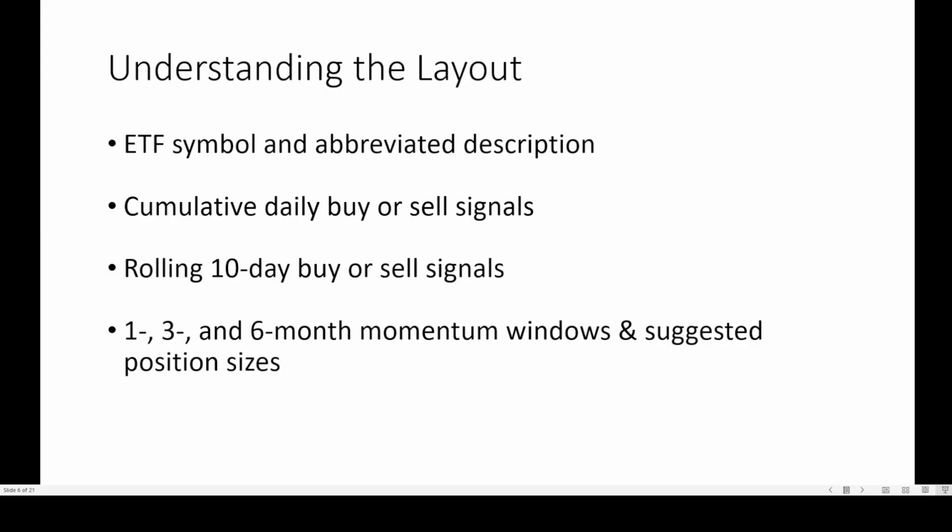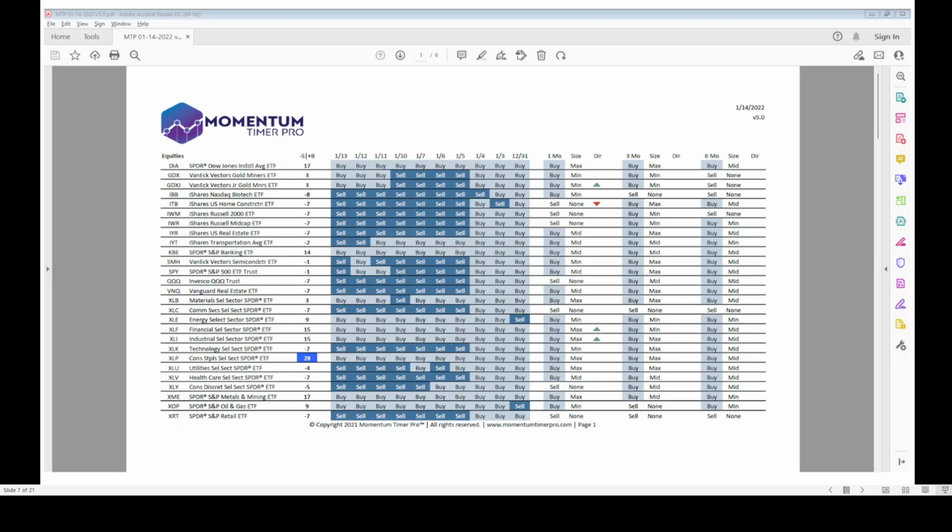When we take a look at the layout, for each row there is an ETF symbol and abbreviated description, cumulative daily buy or sell signals, rolling 10-day buy or sell signals, 1, 3, and 6-month momentum windows, and suggested position sizes. Let's take a look at a sample report, and here you can see it is sorted alphabetically. You have the ETF symbol, the abbreviated description.